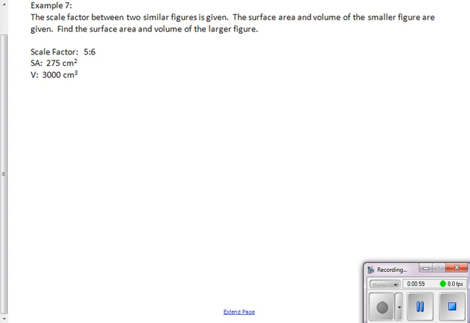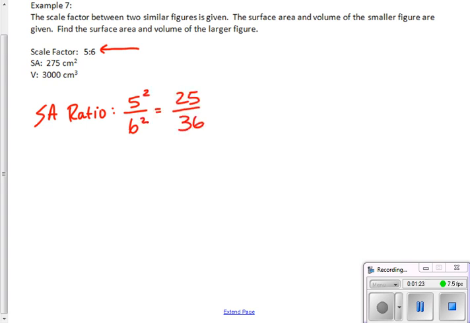Well, we would find out the surface area of the large figure by converting your scale factor into a surface area ratio. So we have the surface area ratio here. To figure out the surface area ratio, you would square both components. So you would have your 5/6 ratio, square both components, and we get 25 over 36.